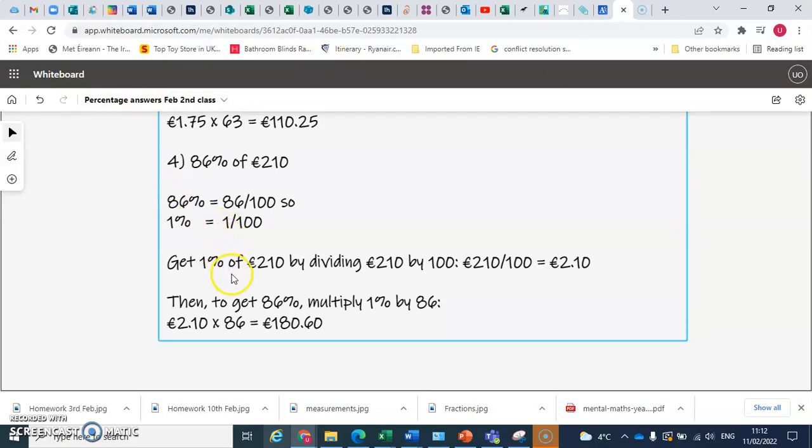So again, we want to get 1%, so we're going to divide 210 by 100, and we get €2.10. And then to get 86%, you just multiply 1%, which is this, by 86, and you get €180.60.